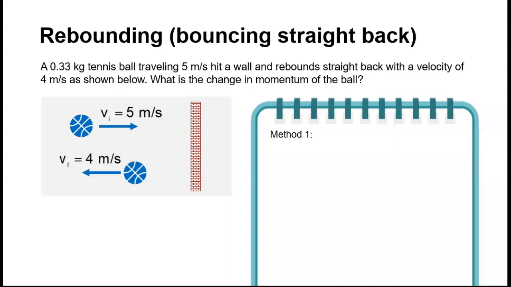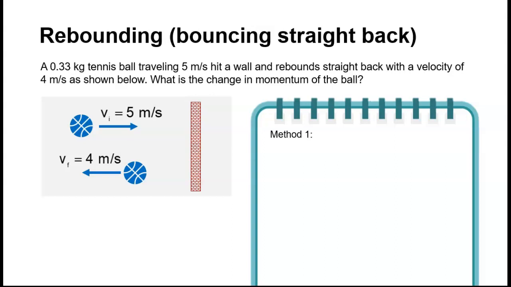For example, maybe you're playing tennis against the wall. So the tennis ball goes forward, hits the wall, and bounces back. Or it could be baseball. The pitcher throws the ball, and then the batter hits it back. So something is rebounding. So here's our example.